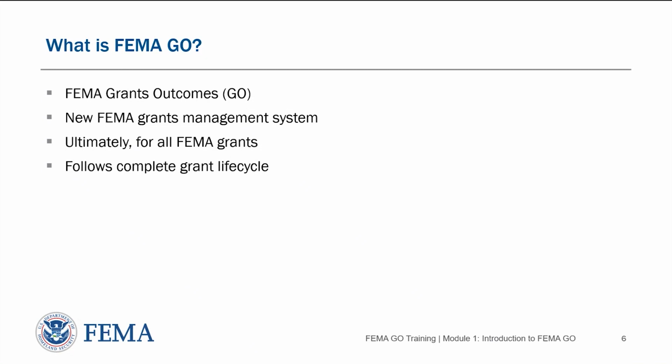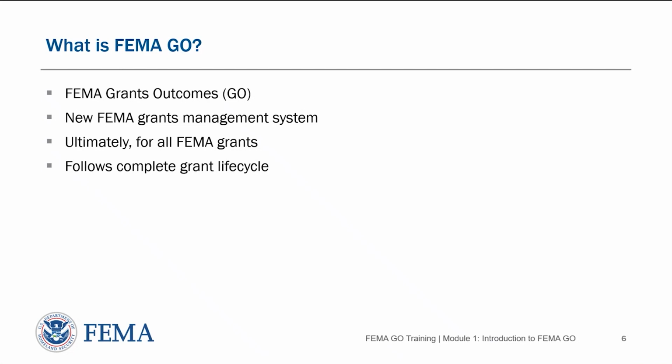FEMA GO is short for FEMA Grants Outcomes. It is FEMA's new platform for submitting, approving, and managing FEMA grants. In the coming years, FEMA GO will replace Mitigation e-grants and the other legacy grants management systems used by hazard mitigation assistance, such as the Hazard Mitigation Grant Program, which uses NEMIS.